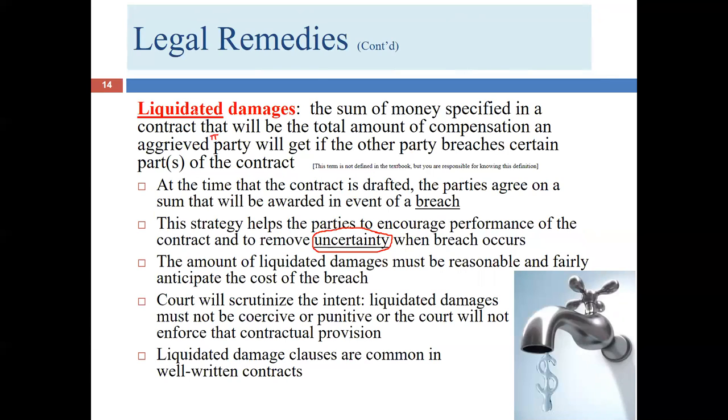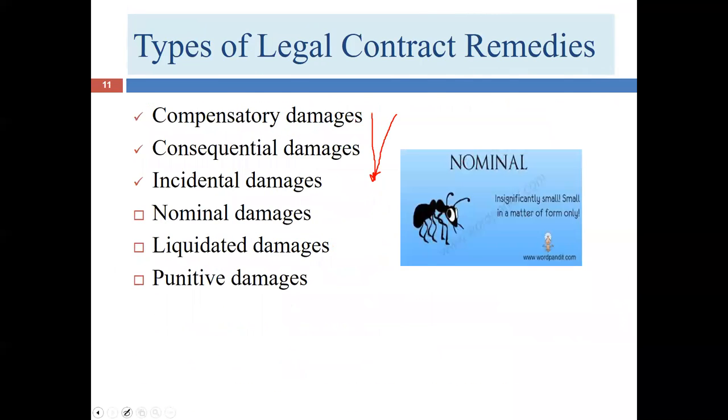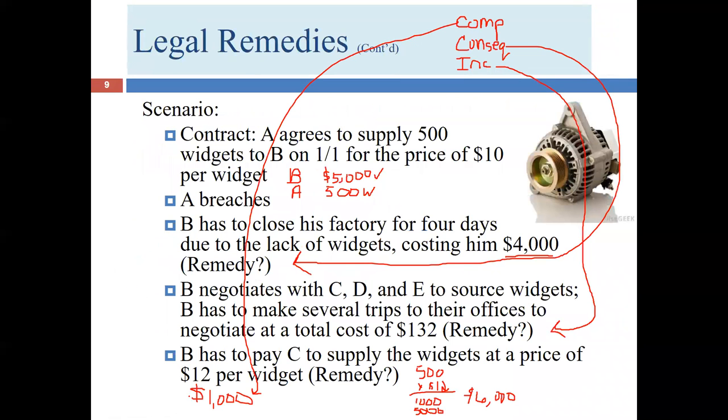will get if the other party breaches one or more parts of the contract. Please note that this term isn't defined in the textbook, but you do need to know it, so flag this one. You might even want to write it into your textbook so you'll have all those terms in one central place. This is something that is negotiated between the parties. So going back to our example, let's assume that this is the circumstance, that Bob is going to have to close his factory for four days as a result of Al's breach.